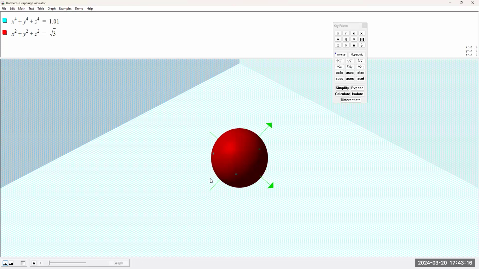I want to spin it this way then. Yeah, basically the corner of the cubes actually touch the sphere, right? Okay, yeah, the corner of the cube touch it.